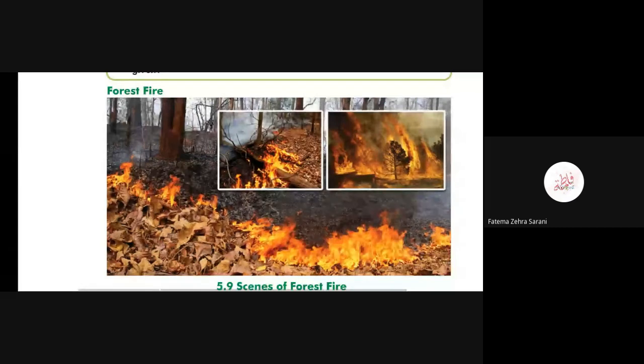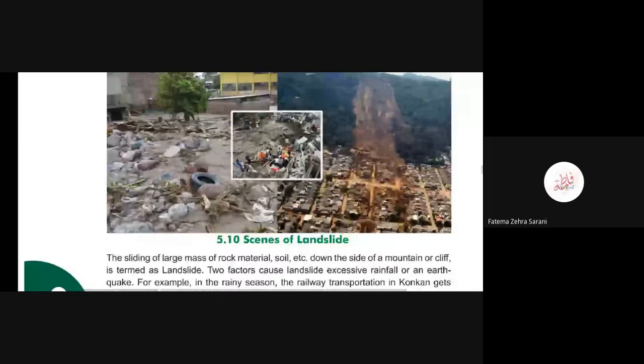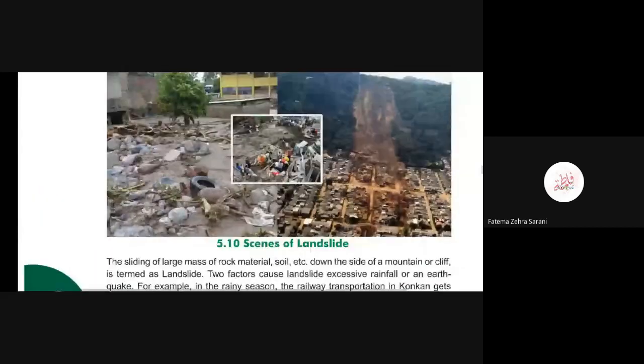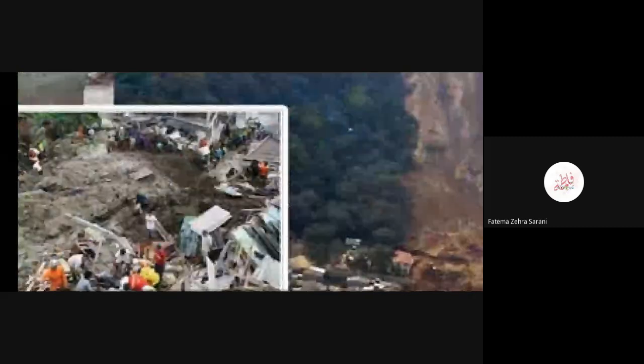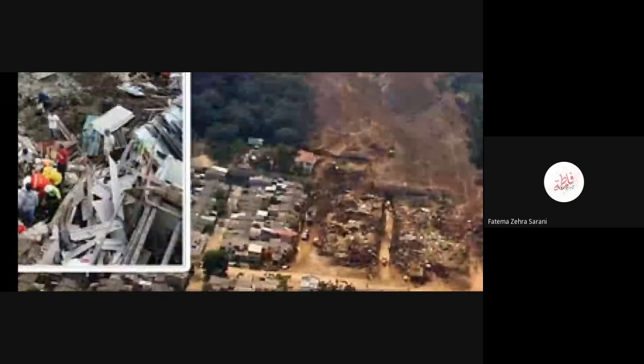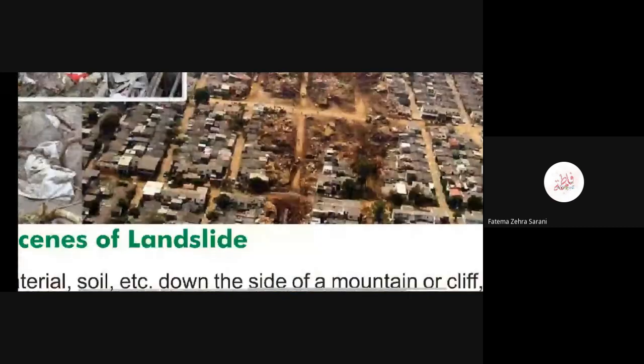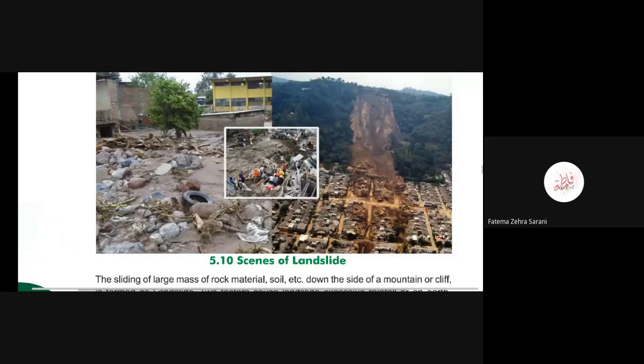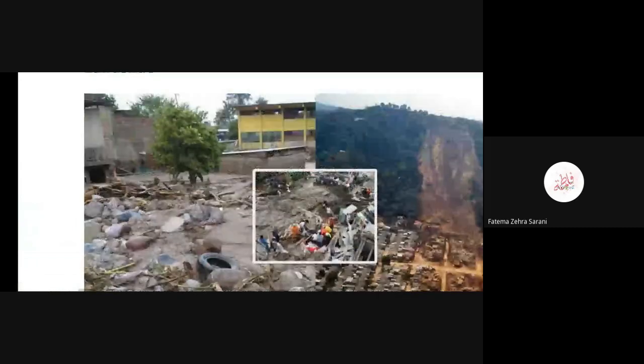Okay. Next is landslide. What is landslide? When a large amount of rock, material and soil slides down the side of a mountain or cliff, it is termed a landslide. See, these are the mountains. Here you can see a large amount of rock and soil. Due to heavy rainfall or earthquake, these rocks and material will slide from the mountain. Due to that, there will be destruction in the land.